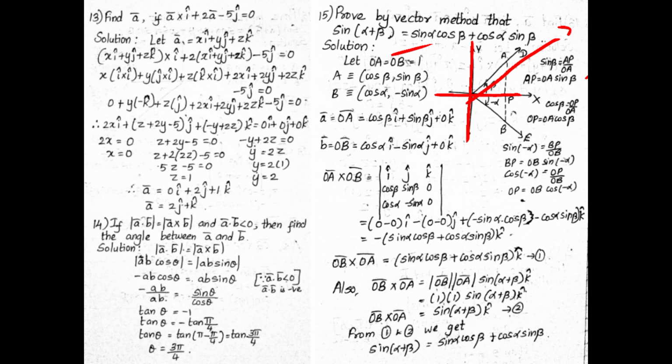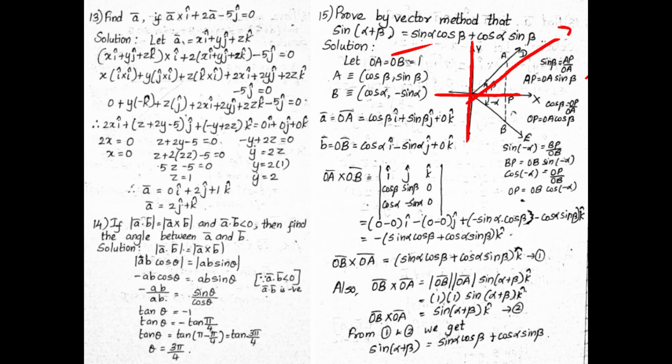Okay, then cos of minus alpha is what? OP, adjacent side, upon hypotenuse. So OP upon OB. So OP is equal to OB into cos of minus alpha. OB is equal to 1. Therefore BP is equal to sine of minus alpha, and OP is equal to cos of minus alpha. But cos of minus alpha is cos alpha. Therefore, point B is equal to cos alpha and minus sin alpha.